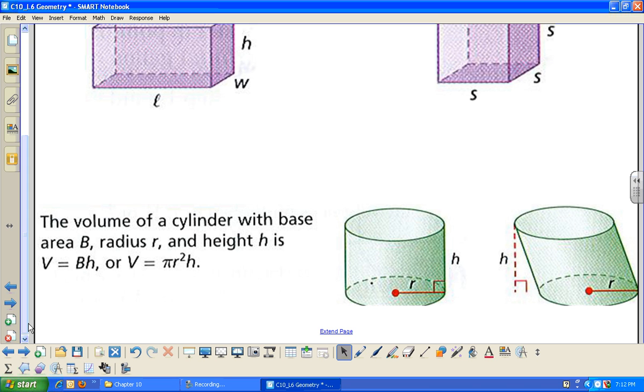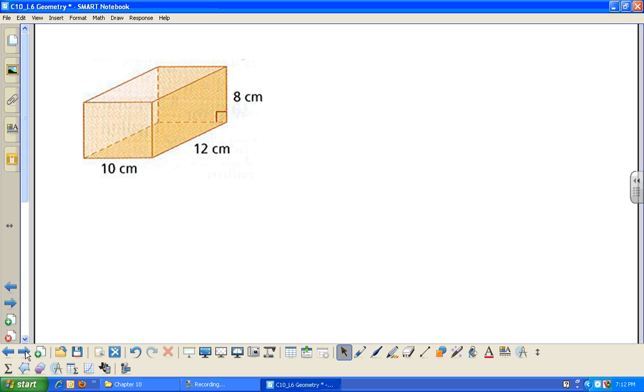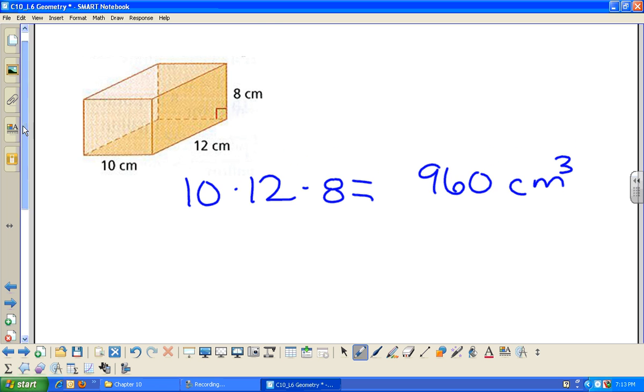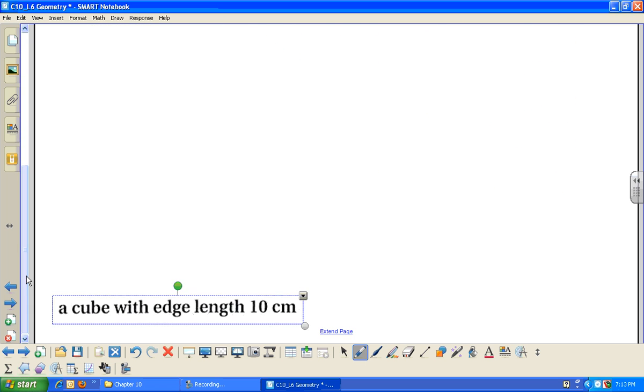So if I'm looking for the volume of this rectangular prism, it will be 10 times 12 times 8, which is equal to 960 centimeters. Volume, the units are always cubed, so it would be 960 centimeters cubed.